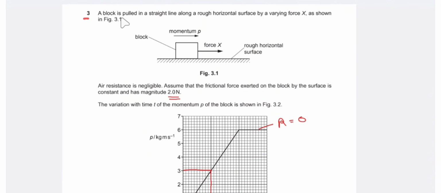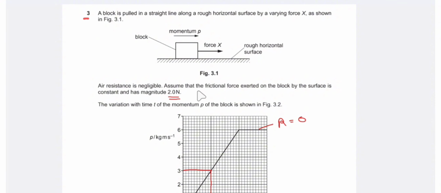Question number 3. A block is pulled in a straight line along a rough horizontal surface by varying force X, as shown in figure 3.1. So the force X is the forward force, and as the force is varied, the object moves and the surface is rough. That means there is an effect of friction, that is, a frictional force.